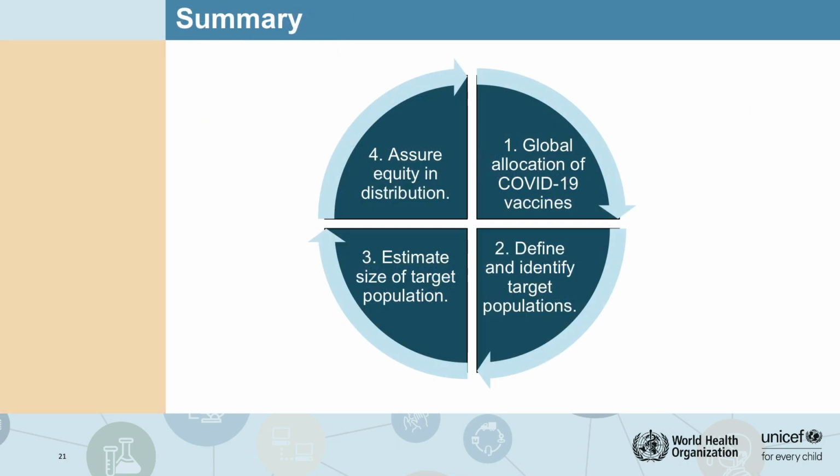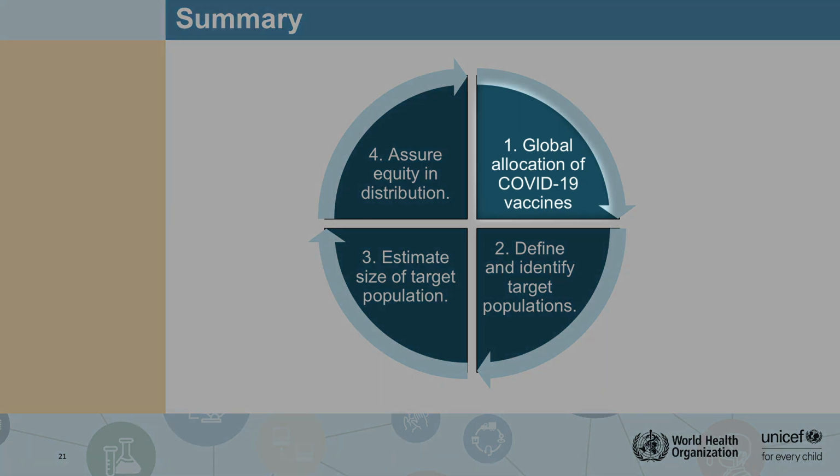In summary, for all countries participating in the COVAX facility, there will be a global allocation of COVID-19 vaccines. In country, it will be important to define and identify target priority populations and to estimate their size. Equity should be a guiding principle in distribution.